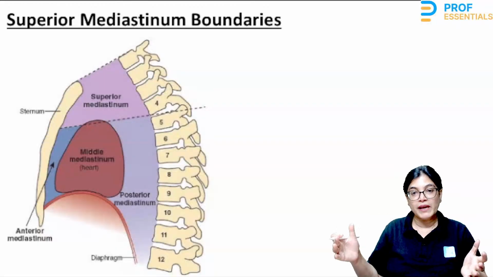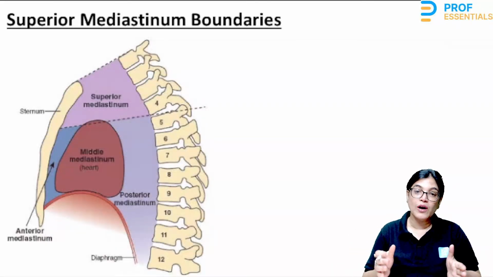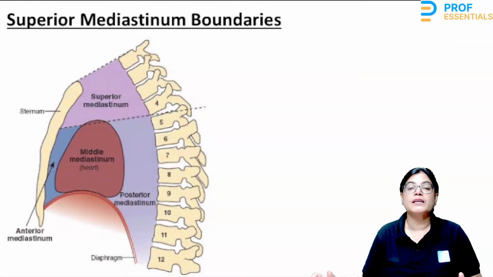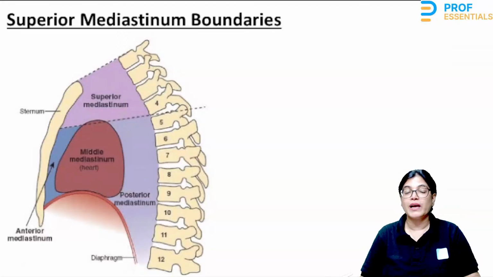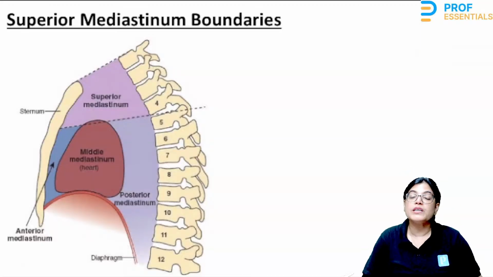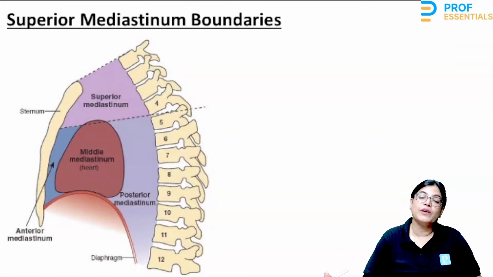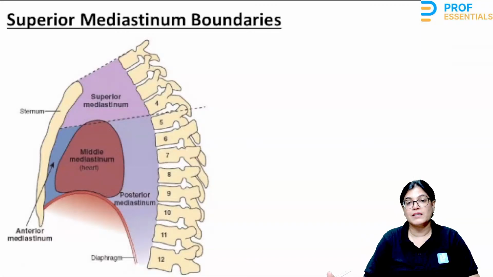So I would like to firstly tell you about the boundaries of the superior mediastinum. Superior mediastinum is a very important area where we have various structures. We have many arteries, veins, nerves, lymphatic channels, muscles, and additionally the trachea, esophagus, so many structures, and a gland, the thymus gland. So all these structures are lying in the superior mediastinum.